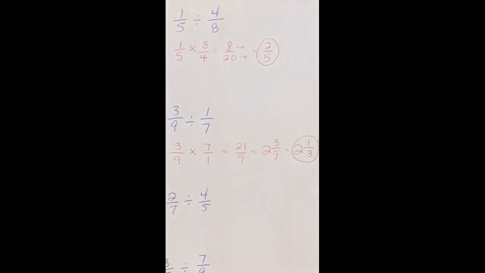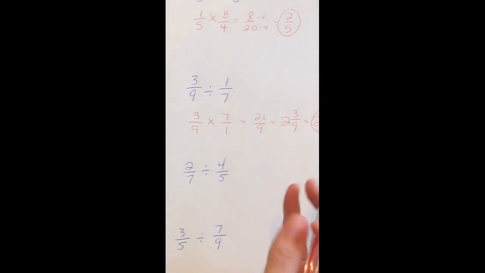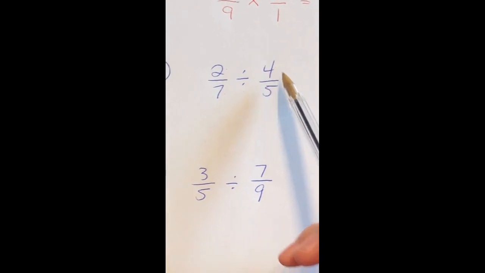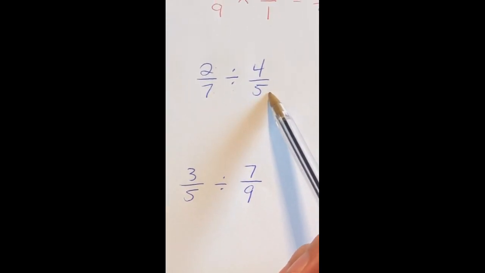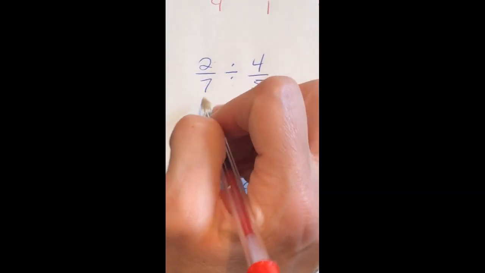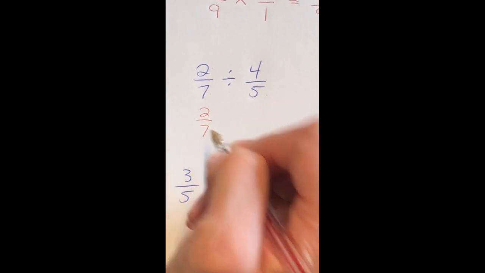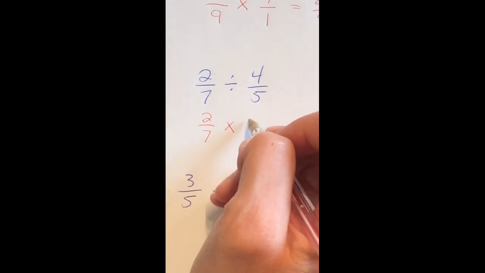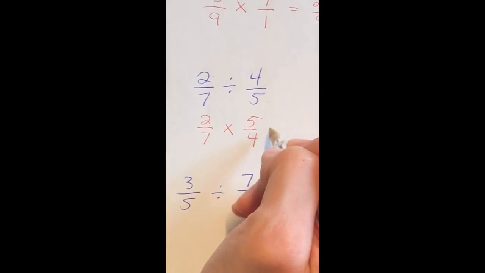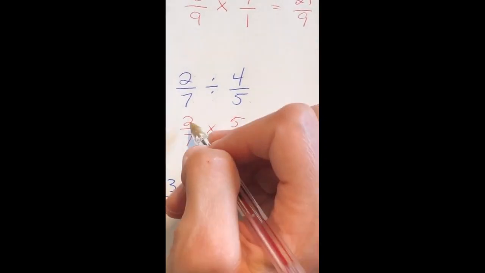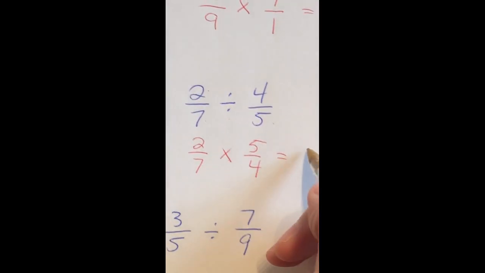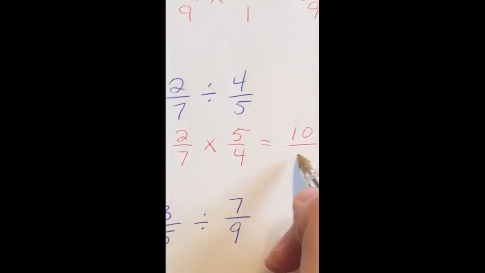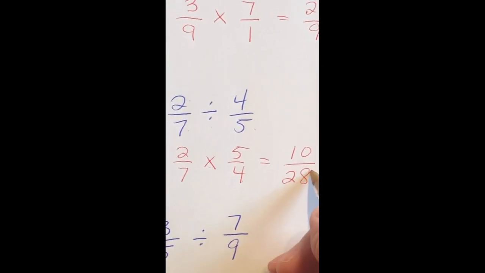Let's move on to number 3. Number 3 in your packet says 2/7 divided by 4/5. Again, you should be writing this along with me. So we're going to keep our 2/7, write it down below. Multiply by our reciprocal. So instead of 4/5, it's going to be 5/4. Let's multiply my numerators. 2 times 5 equals 10. 7 times 4 equals 28.